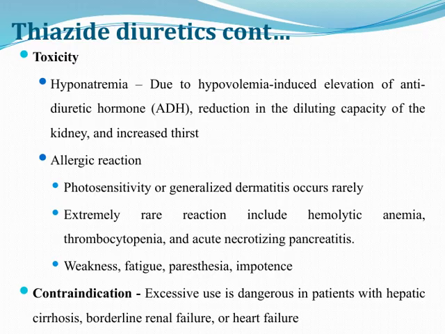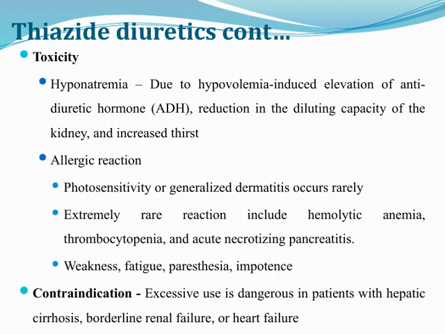Next, although rare, allergic reactions can occur. Some patients might experience photosensitivity, meaning their skin becomes more sensitive to sunlight, or they might develop generalized dermatitis. Even more rarely, severe reactions like hemolytic anemia, thrombocytopenia, or acute necrotizing pancreatitis have been reported.